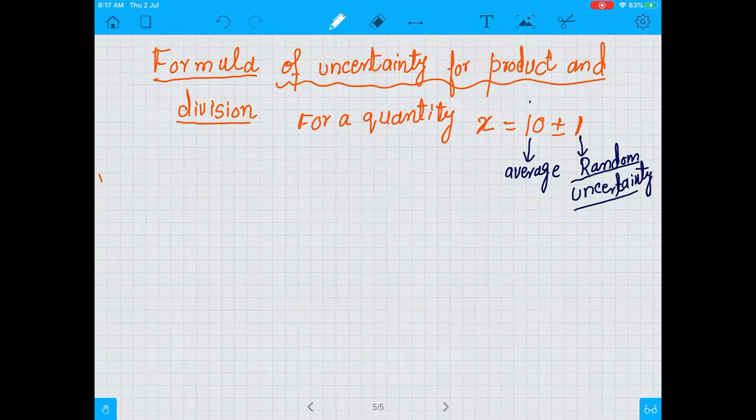Now this is x and this is delta x. One thing, delta x is called absolute uncertainty.